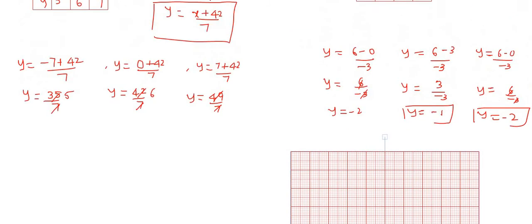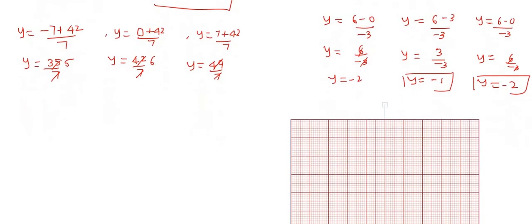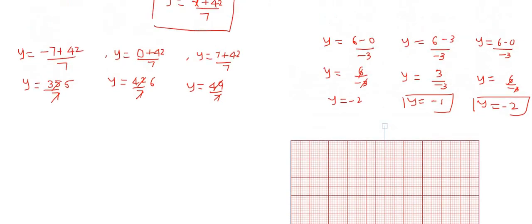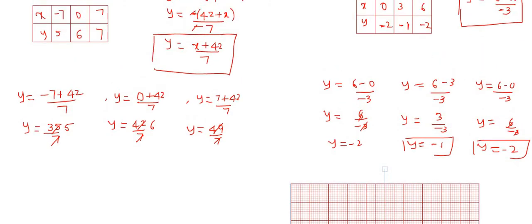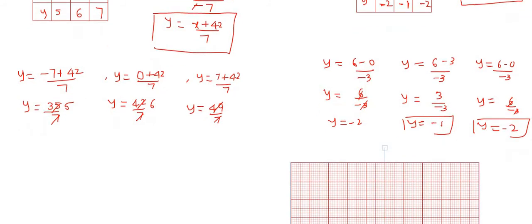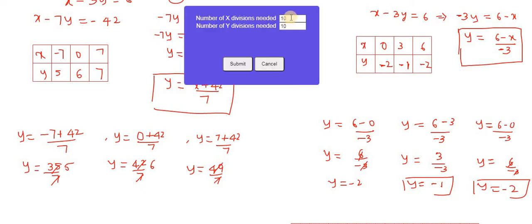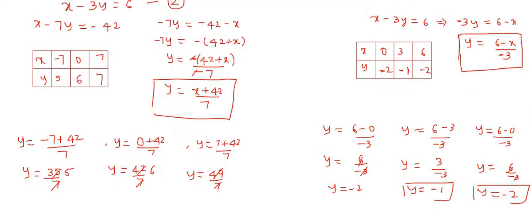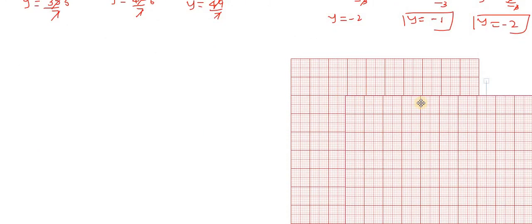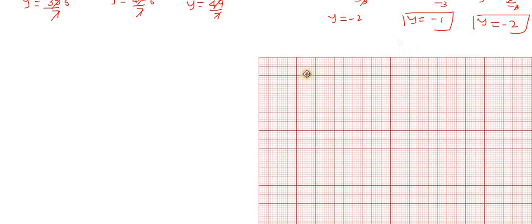Okay, what are the maximum values? 7 and minus 2. Since 7 is there, I'll take a slightly bigger graph. We'll take 15 cross 15. Okay, now we'll graph this.